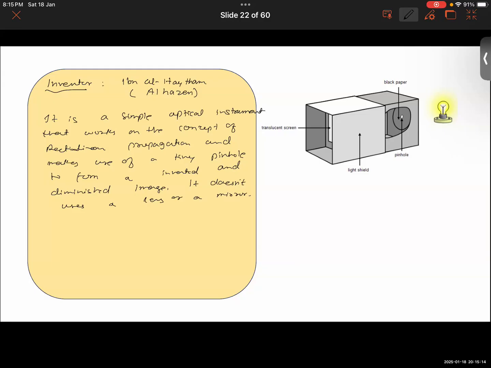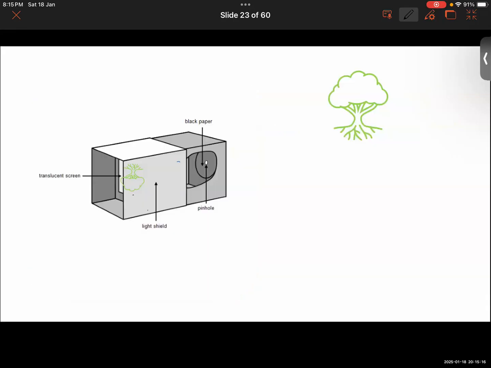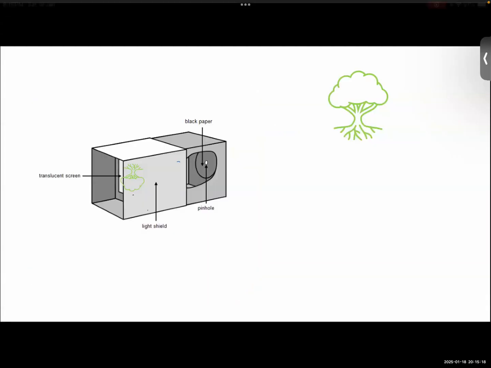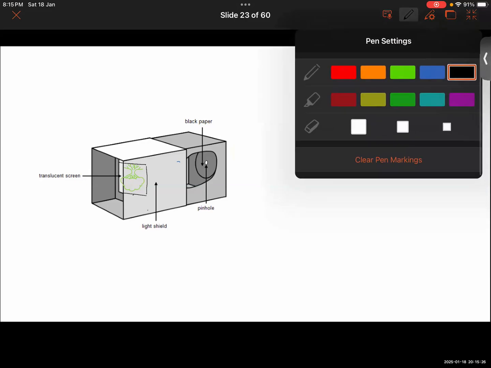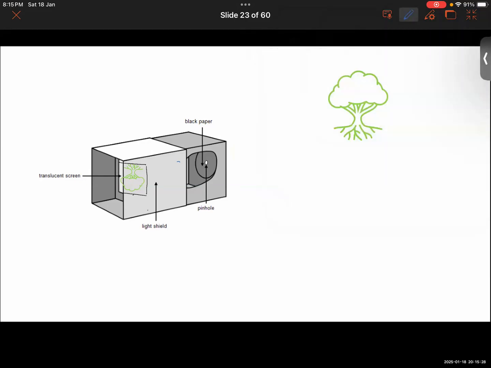So basically, say that this is a screen. Take a look at this figure over here. On this screen, the inverted image is formed. Now, why is the inverted image formed? Because say that these are the rays of light that are coming from the top of the tree. Let's call this A. Let's call this B.